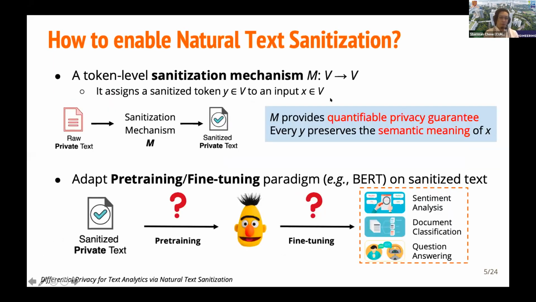And so here is our problem statement. As you might expect, we are trying to propose a differentially private mechanism. There is a token level mechanism which tries to preserve the semantic meaning of the token. And we don't stop there. The next step of our approach is, given we have this kind of DP sanitization mechanism, can we do more? Can we address the whole pipeline of text analytics? That is what I meant by addressing the problem from the roots from the second perspective. We try to use our mechanism to also benefit or adapt the existing popular pre-training fine-tuning paradigms such as BERT on sanitized text for downstream tasks, which I will make clear in a few slides.